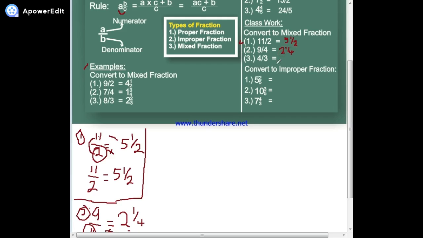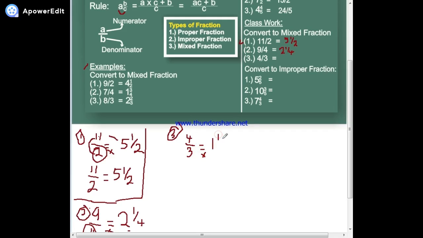And the third one is what we want to do now. That is question 3. Now we have 4 over 3. So how are we going to solve this? We just say, how many 3 can you see in 4? That is 1. That means 3 times 1. 3 times 1 is 3. And 4 minus 3 is 1.